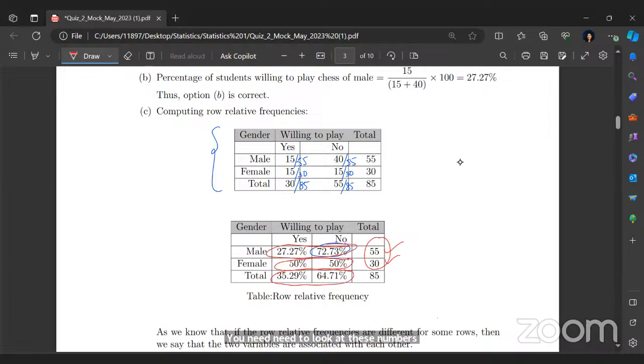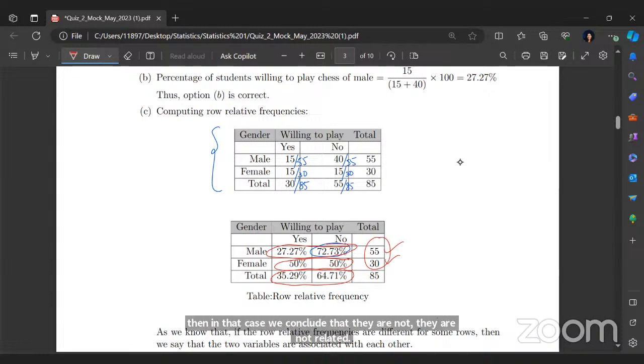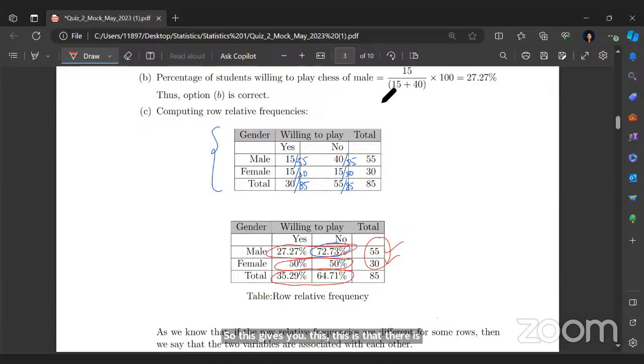If they are very similar, then in that case we conclude that they are not related or not associated. But you can see these are all very different, right? I mean, this 27, 73, 50, 50, 35, 65 approximately. So this says that there is an association between these two variables.